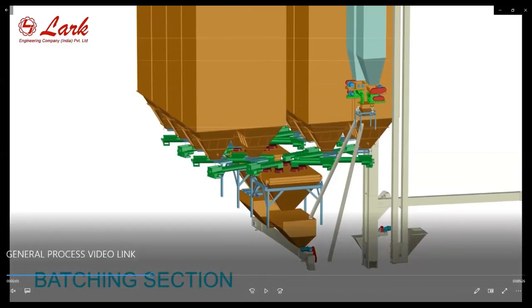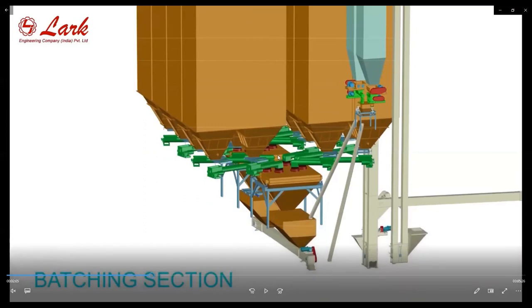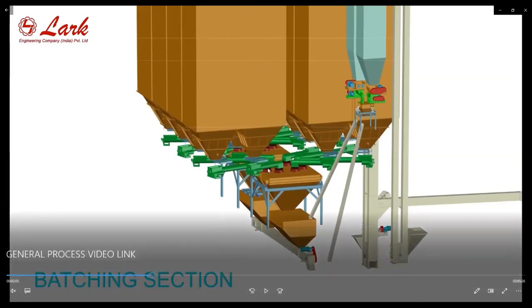For free flowing grains, we generally use gravity feeders. For fibrous material and material with less flowability, we use these screw feeders.